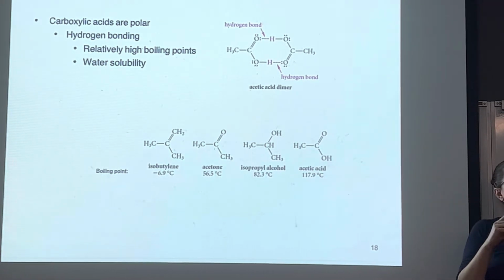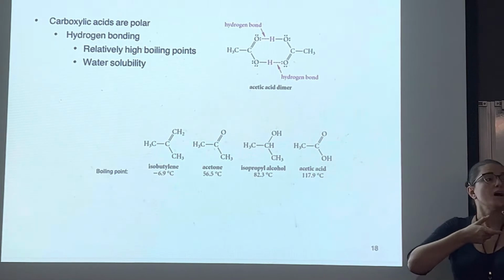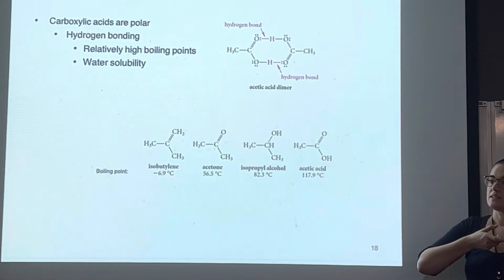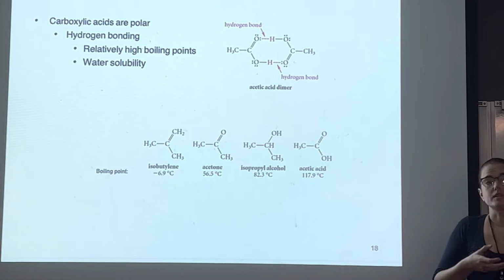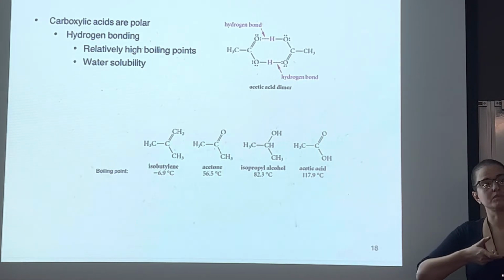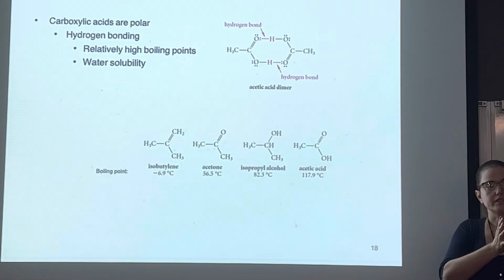So if you get two carboxylic acids together, they can arrange themselves so that they're hydrogen bonding in two places, which does a lot to keep them together, which means that they're more likely to be a liquid at room temperature than a gas, because they have some kind of force keeping them together. And remember, in liquids, our molecules are very close. Does that make sense, folks?